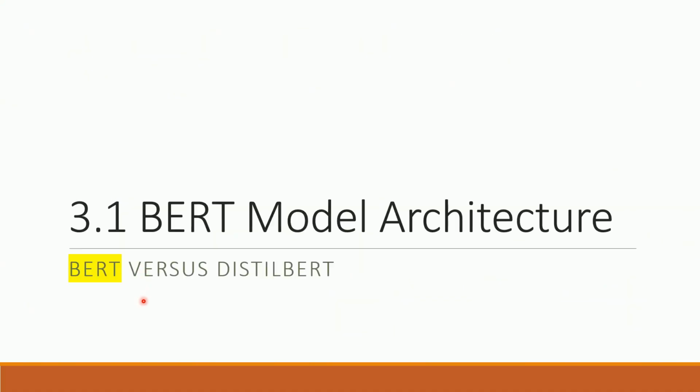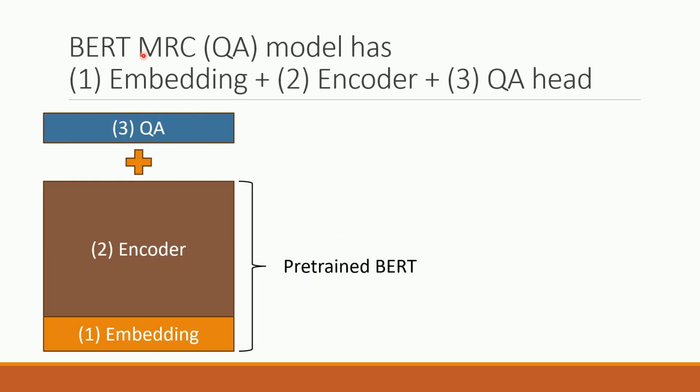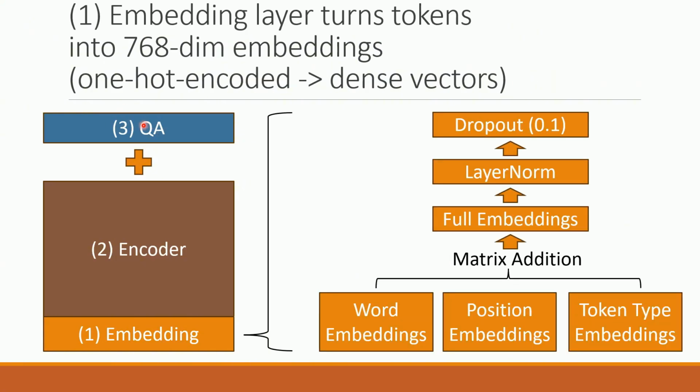So looking specifically at BERT, its model architecture, the BERT MRC QA model has firstly the embedding and then the encoder. So this part forms the pre-trained BERT model. And then you add the QA head, which is the third component. So firstly, for the embedding layer, this turns each token into 768-dimension embeddings. So previously, they are one-hot encoded, about 30,000 dimensions. Then you change it into a dense vector, which is this smaller 768 dimension.